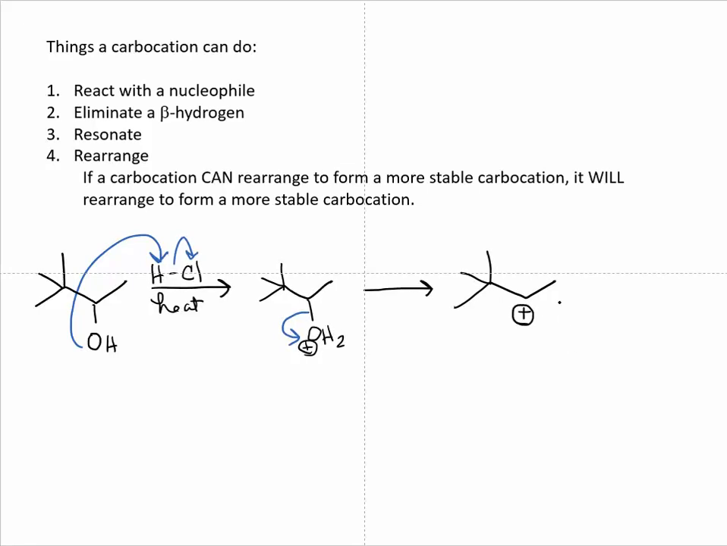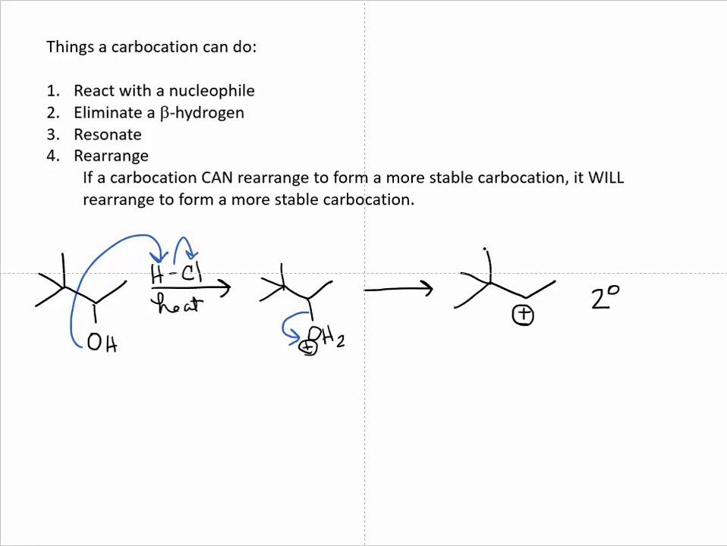Now let's analyze this carbocation. This carbocation is secondary. It's a stable carbocation, but it could become more stable. Look one carbon next door. If we could get this carbocation to switch places with this methyl group, this carbocation can go from being secondary to being tertiary. If a secondary carbocation can rearrange to become tertiary, it will.